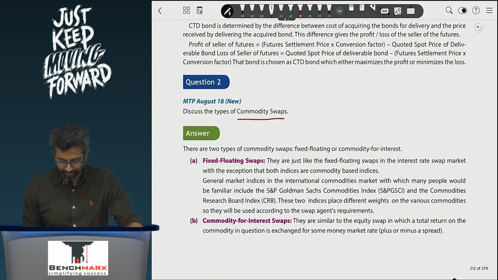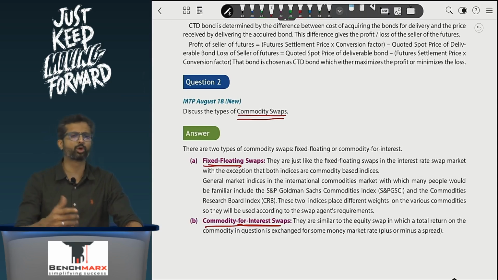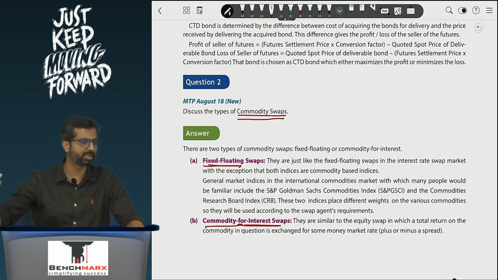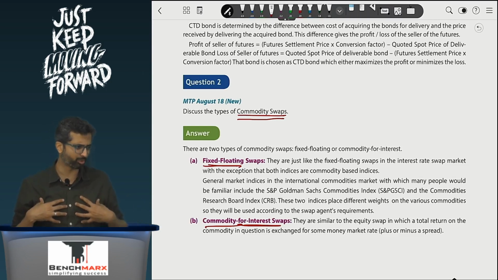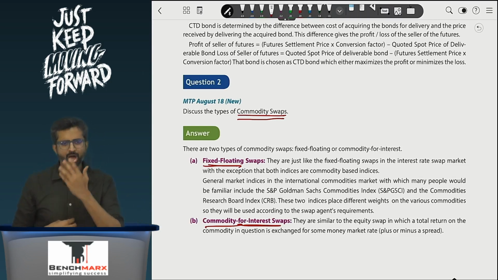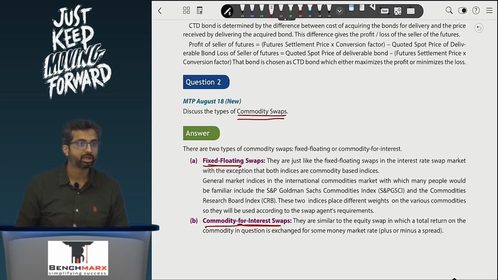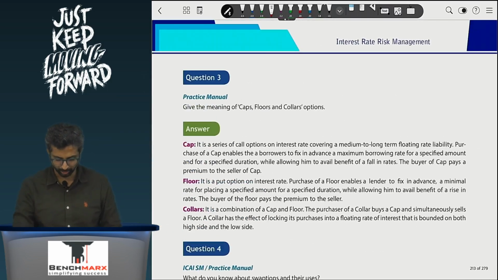Discuss the types of commodity swaps. There can be fixed to floating swaps and commodity for interest swaps. Fixed to floating is very normal. It's like an interest rate swap where one company has borrowed fixed and another has borrowed floating. I no longer want fixed, I want floating. They no longer want floating, they want fixed. We enter into a swap. Then there is commodity for interest, which is like a barter. Ideally, I am buying a commodity, I will pay interest, and you give me a commodity. So it is a commodity for interest swap.